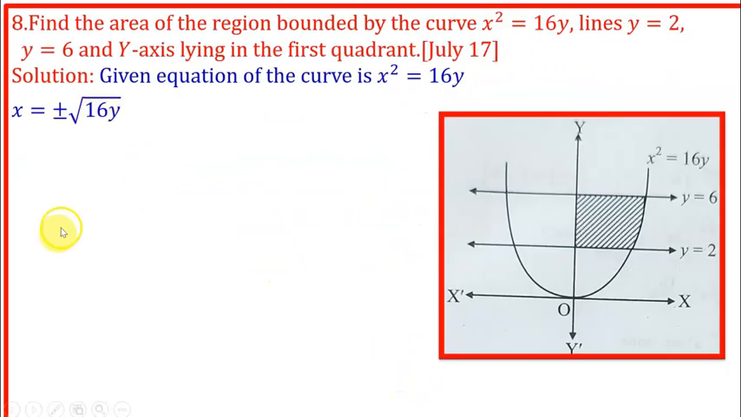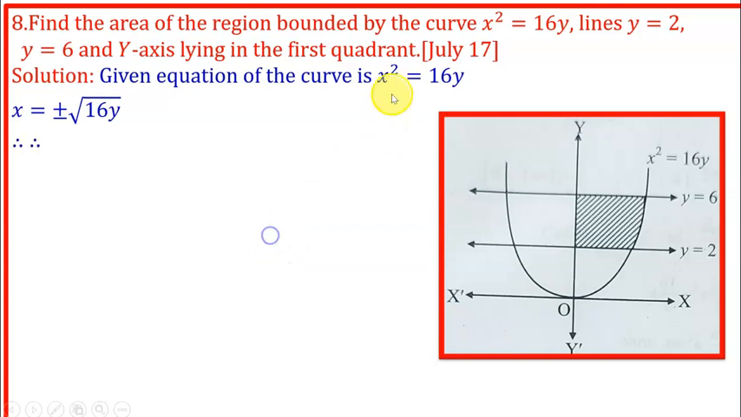Now next, find the area of the region bounded by the curve x square is equal to 16y, lines y equals 2, y equals 6, and the y-axis lying in the first quadrant. Now see this here. This is a parabola, x square is equal to 16y. These are the lines, y equals 6 and y equals 2. We want to find out the area between these two lines and the parabola.